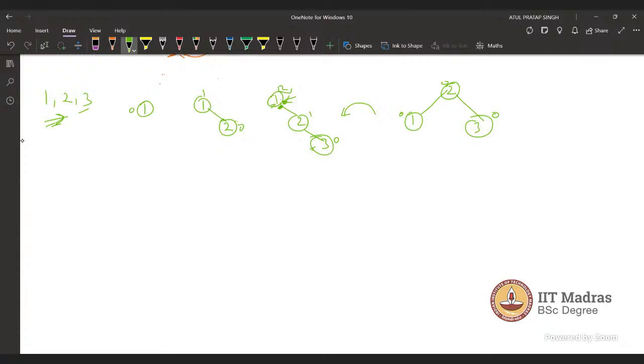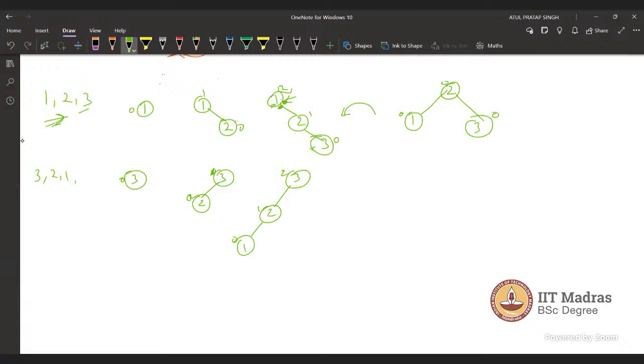For the second type of rotation, for example, if we are inserting 3, 2, 1 in that way, 3 we add first. The balance factor is 0, no problem. Now 2 comes at this position, so this is 0 and this is 1 balance factor. There is no problem. Now 1 comes, and the balance factors are 1, 0, 1, 2.